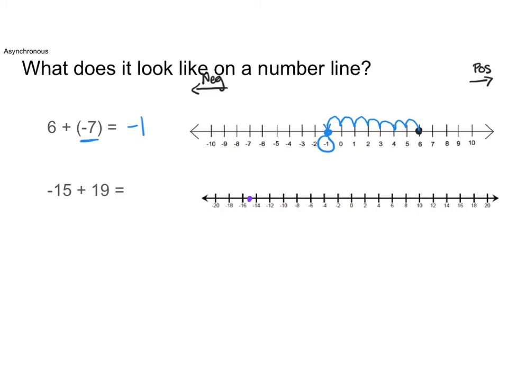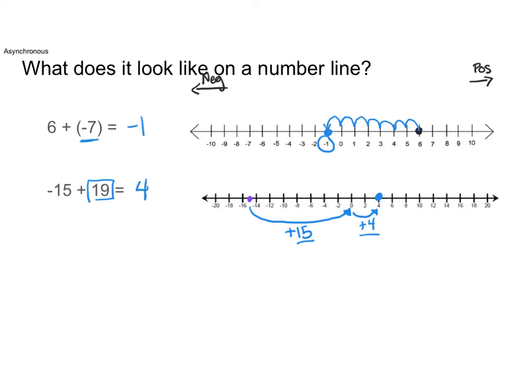And I need to add 19. Now, what I'm going to do is I'm actually going to do it a little bit different so I don't have to count 19 every time. So I'm going to look from here to here. How many spaces did I add here? Well, I added 15. So how many more spaces do I need to go to get to 19? 4 more. So plus 4. Because 15 plus 4 is 19. Okay? So now, where did I end up? I ended up at positive 4.